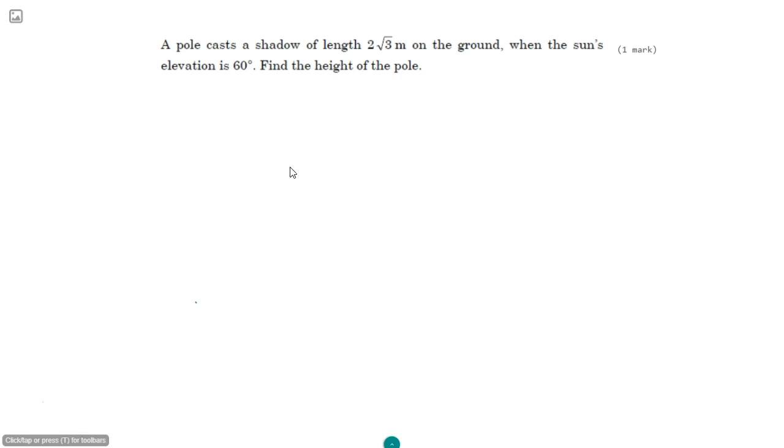Let's draw the figure for this question. We have a pole whose height we need to find. Let's call that h. Let's assume the sun is somewhere over here and the shadow of the pole is here. The length of the shadow is 2√3 meters and this will be the angle of elevation of the sun. The angle of elevation is 60 degrees. We need to find the height of the pole.